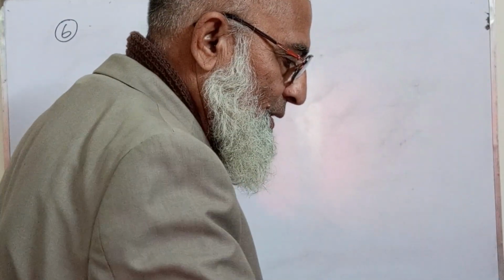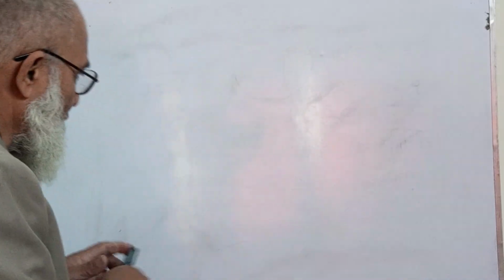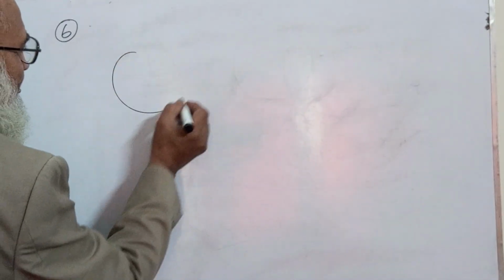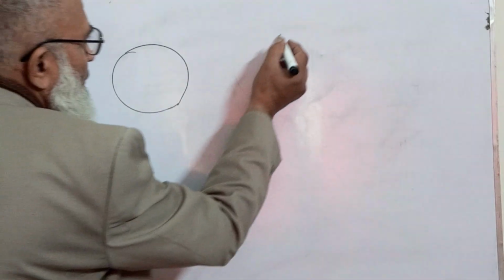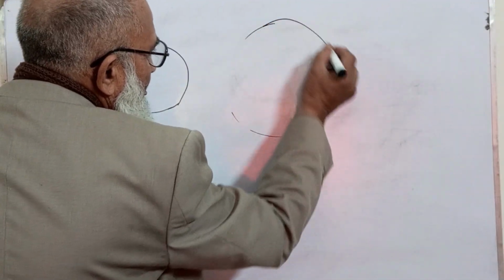So my dear students, there are two spheres given. Consider that this is a sphere again, this is not a circle. This is the smaller one and this is the larger one.